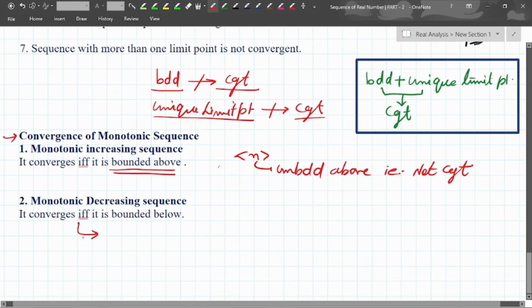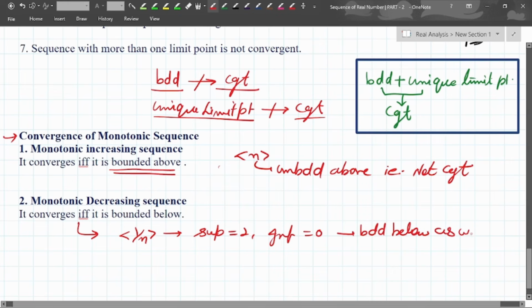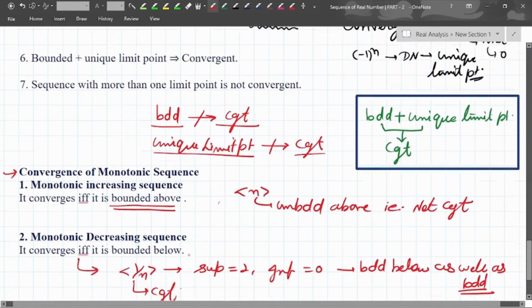Or let's say monotonic decreasing, if it is bounded below. Yes, it is bounded below. The supremum is 1. But what about the infimum? It is 0. It means it is bounded below as well as bounded above, so it is a bounded sequence. So it means that it is convergent. So this is about the convergence of sequence.